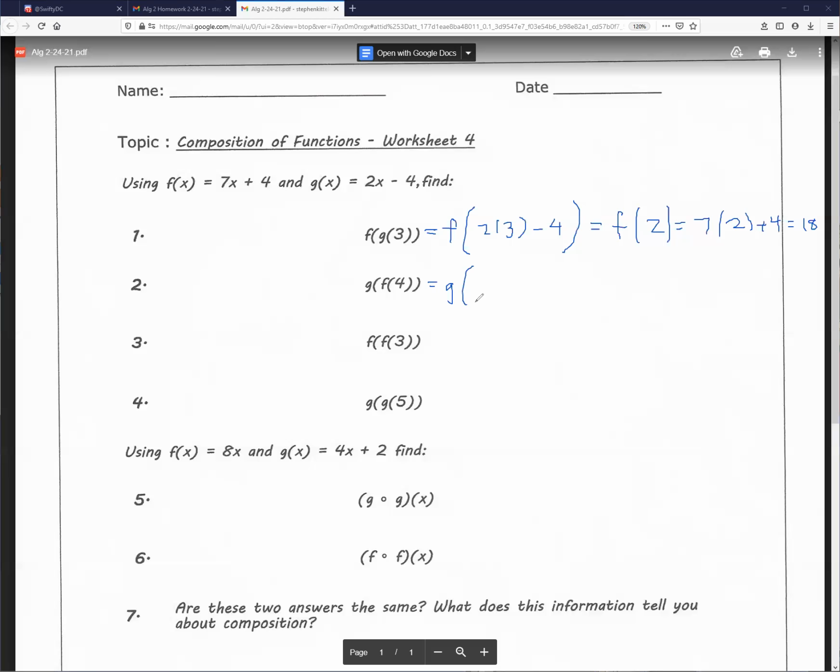G of f of 4 is 7 times something plus 4, and the something in our parentheses is a 4. So this is g of 32, which is 2 times the parentheses minus 4, and the parentheses are 32, therefore this is 60, etc. And all these are the same. So that should give you the idea if you wanted to go that route instead. Anyway, that should do it for tonight, and that'll be it for composition of functions, I hope.